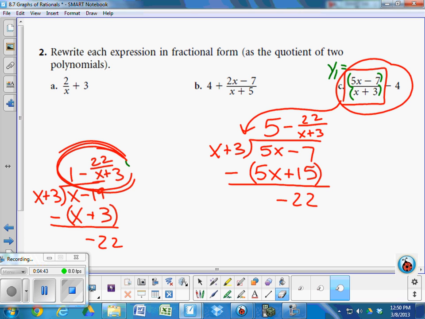But who's on the back end here? Minus 4. What's 5 minus 4? 1 minus 22 over x plus 3. They are equivalent. We just had to do long division on both of them to prove it. I rest my case.